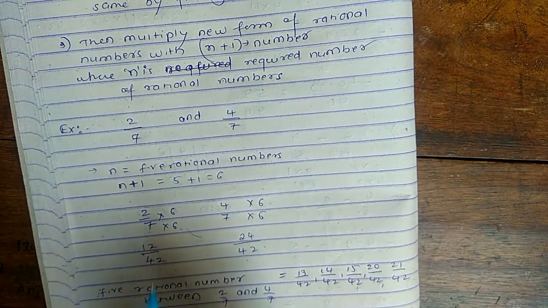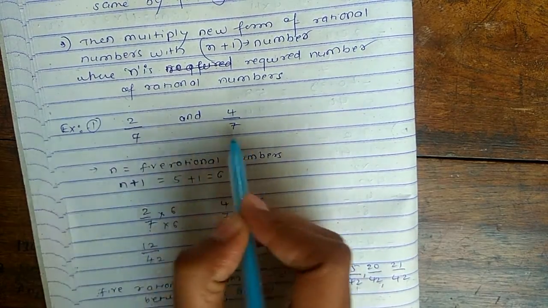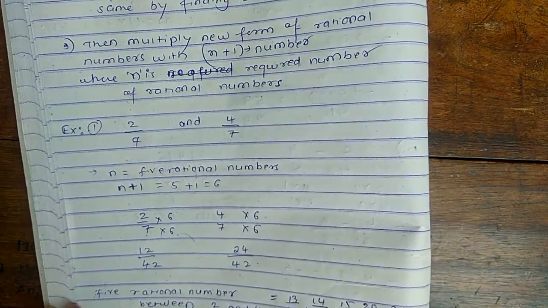rational numbers. So now we have seen the example where the denominators are the same. Now we will see when the denominators are different.